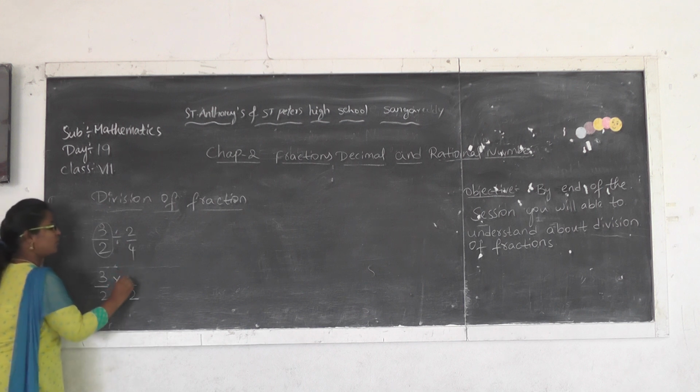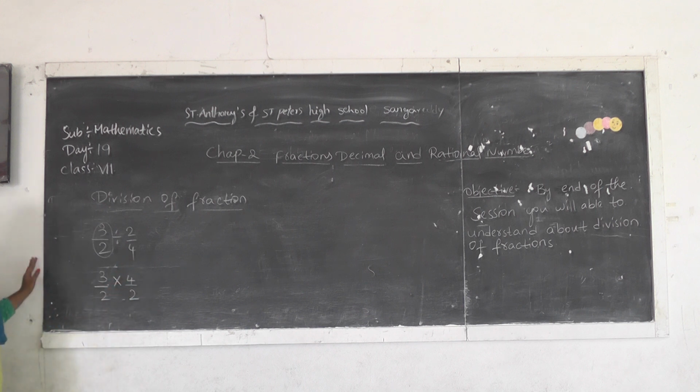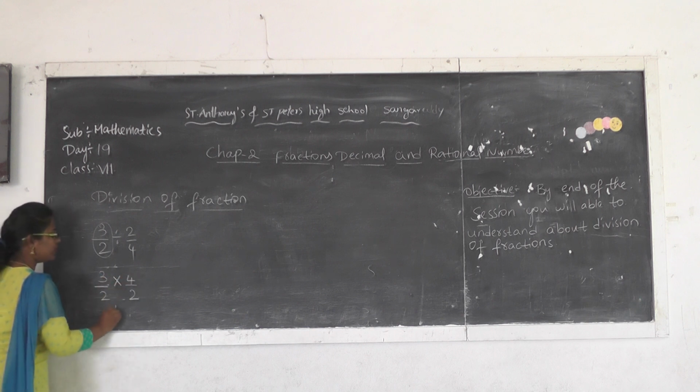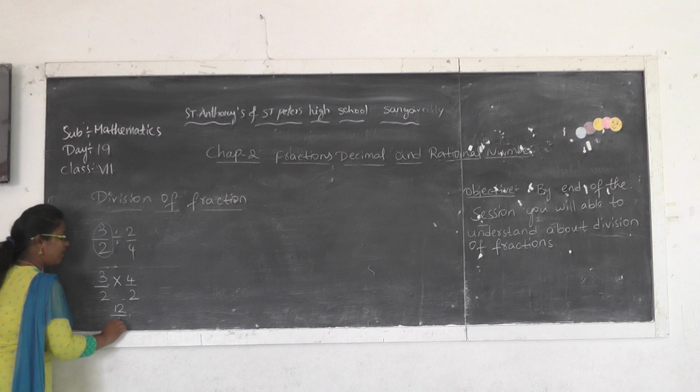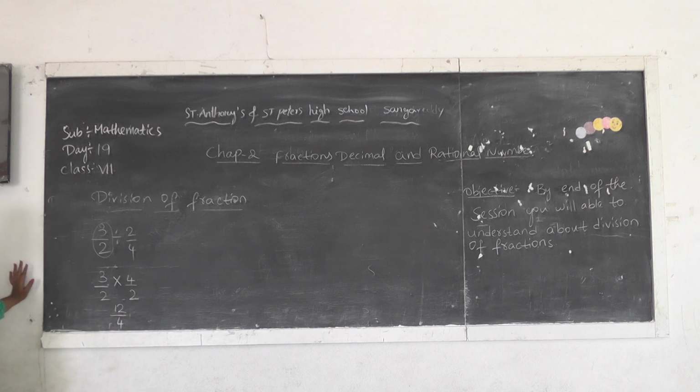The place of denominator, 4 should be written in the place of numerator. Now, as you know how to multiply fractions, right? 3 4s are how much? 12. 2 2s are 4. Are you able to understand? So in this way you have to divide the fractions.